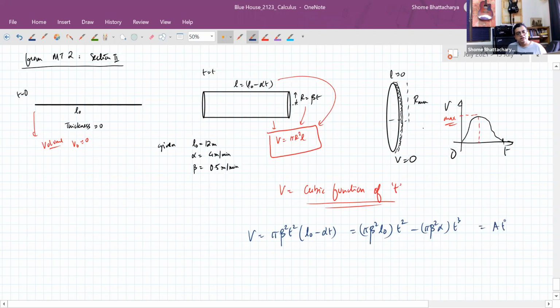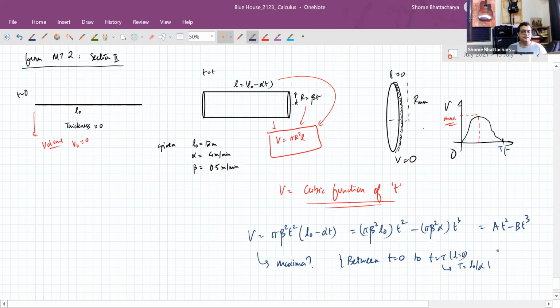So it's like an AT square minus BT cube type of function, where A and B are these constants. Now I want to find the maxima of this, between t equal to 0 and t equal to this time, let's say capital T, that is the time when volume becomes 0. That time you can see is equal to L naught by alpha. That's when the length will become 0.